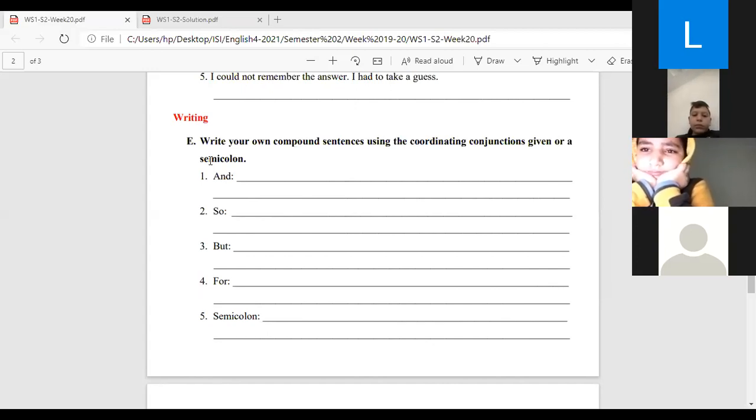What are you going to do with E and F? In E, it says, write your own compound sentences using the coordinating conjunctions given or a semicolon. I specified for you four conjunctions and one semicolon. You have to use them to write your own compound sentences. Let me give you an example. Sorry. And let's use and.